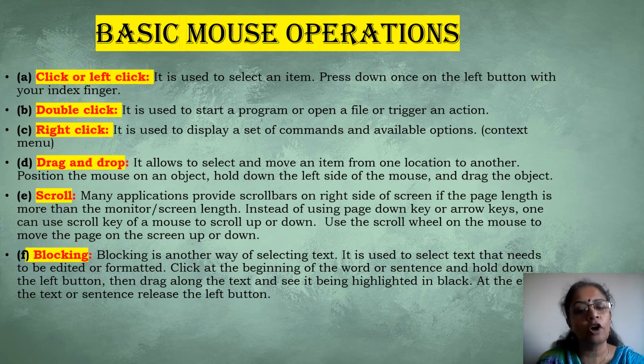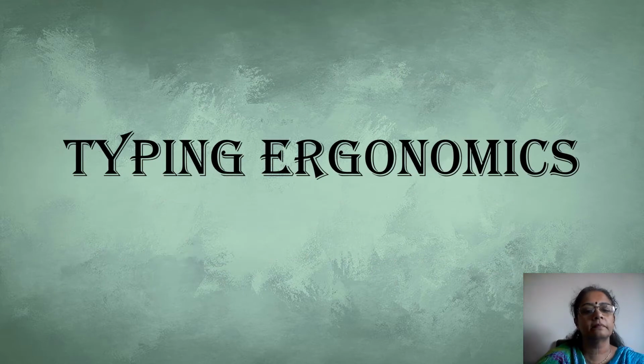So these are the basic operations which we can perform with the help of a mouse. Left mouse clicking for selection, double clicking the left mouse for starting a particular action, right mouse clicking for the context menu, dragging and dropping for moving particular items here and there, scrolling with the help of which you can move up and down the application, and also blocking, that means selection of a particular object or a text.